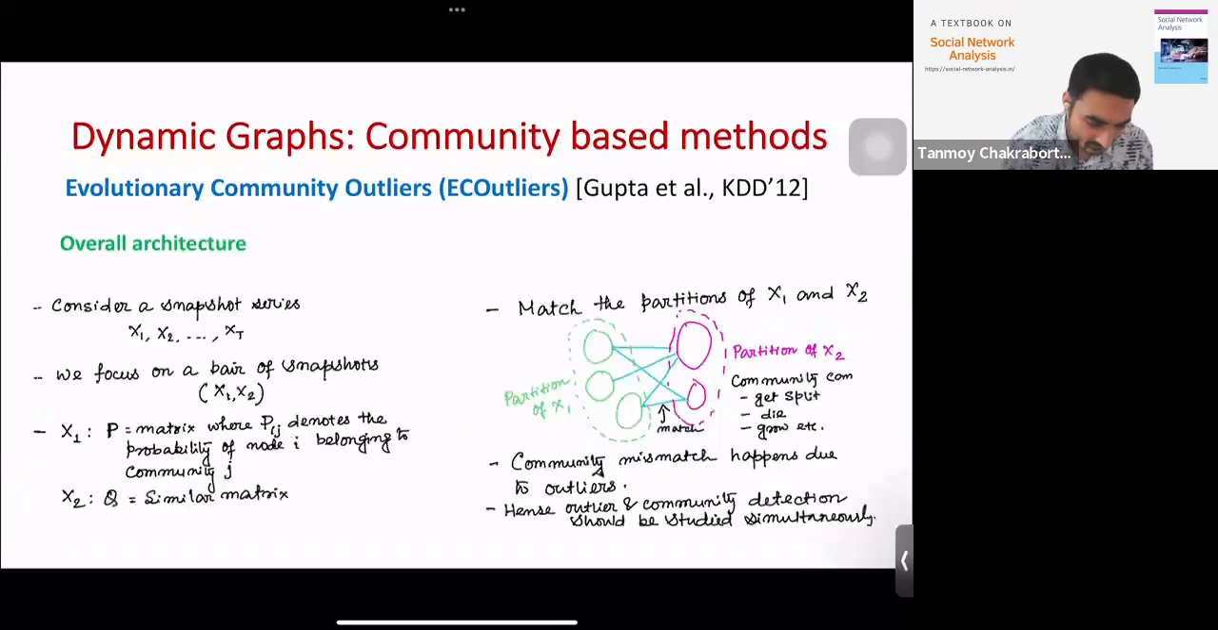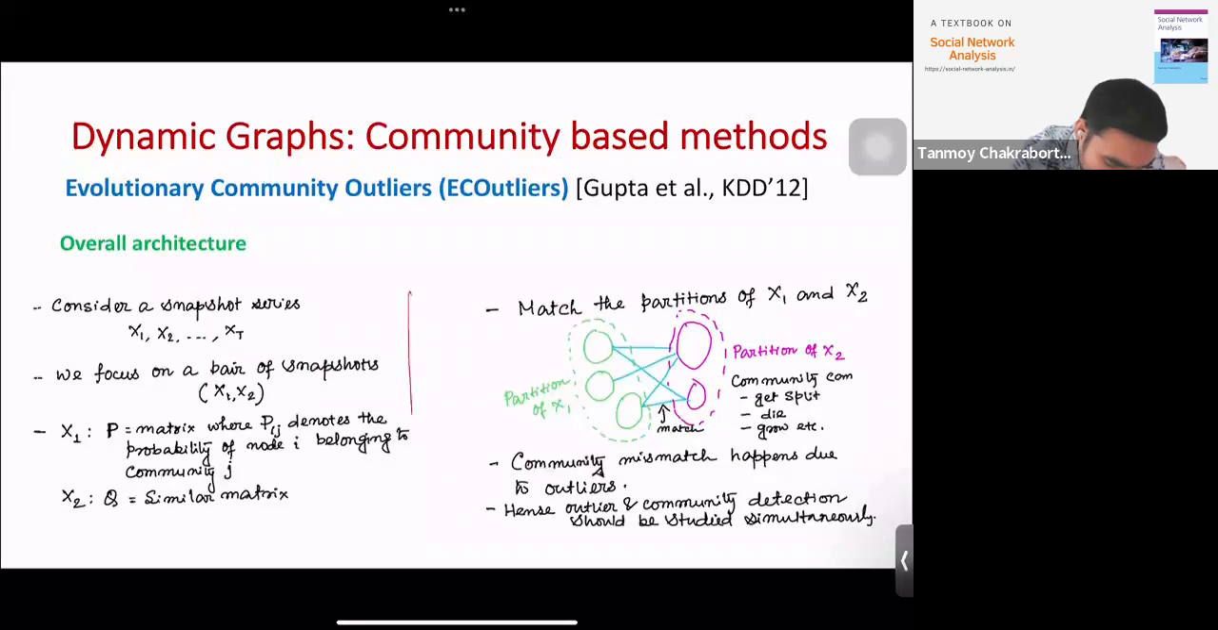Okay, so now let's look at the algorithm. So what is the task? Again, the task is that at every timestamp we first identify communities. We look at how communities evolved over time, and then accordingly we identify anomalous nodes.